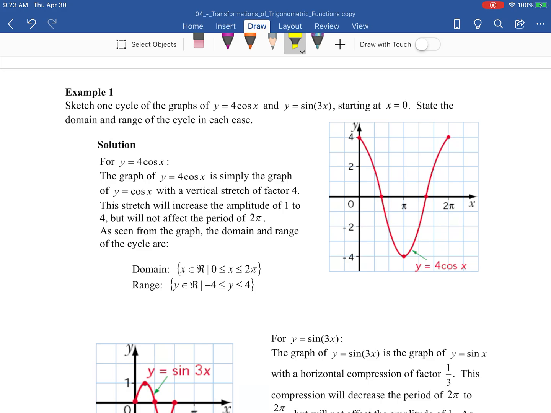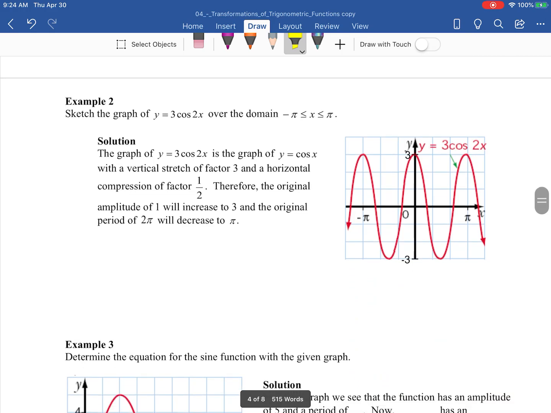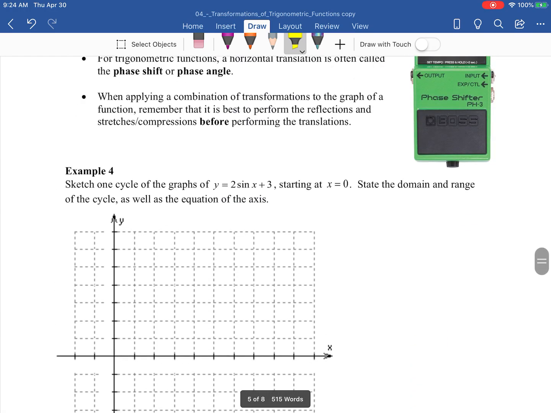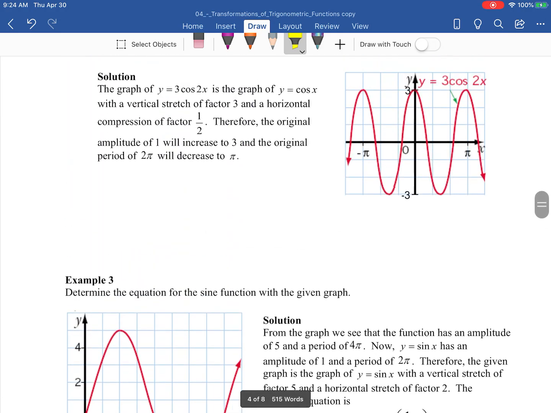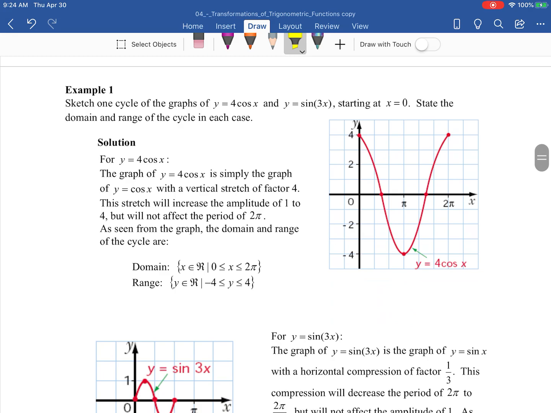Now, this first example, I don't intend that it's something you should be able to do at this point. The first few examples, like examples 1, 2, and even after some more notes, example 3, I just want to give you a feel for what these transformations do to these functions.